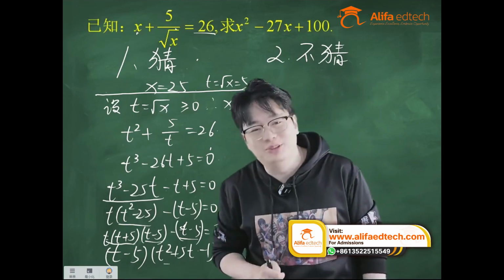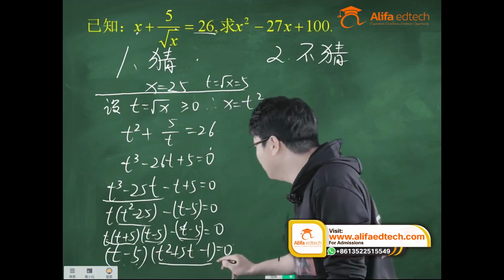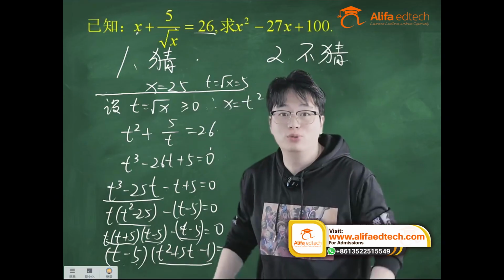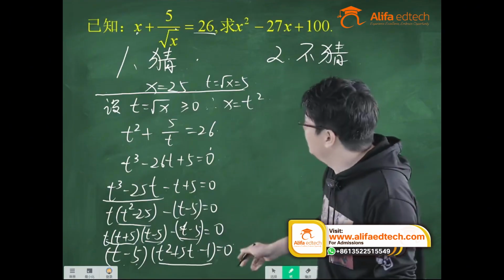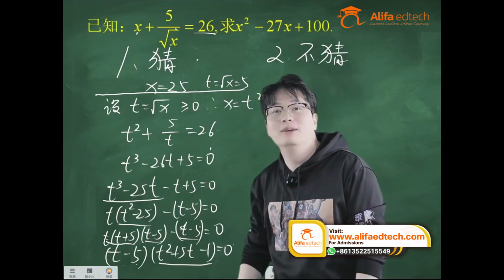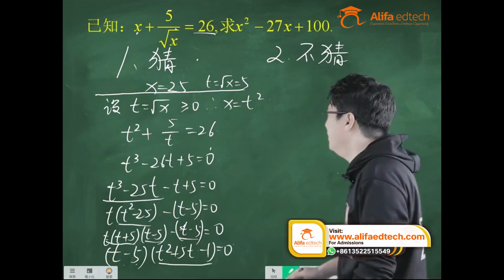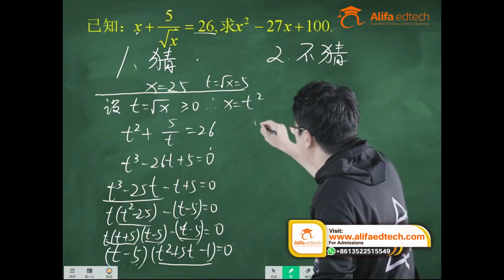Next, we set each factor to 0 in the cubic equation to solve for t, then bring t back to get x, and the final answer will come out. Obviously, it's very troublesome to think about this question, right? Then Mr. Bai will tell you the details.